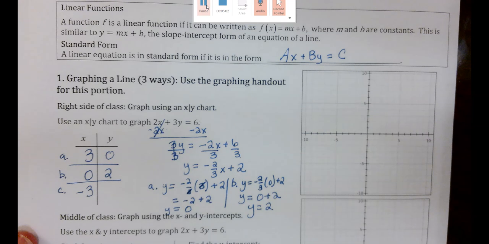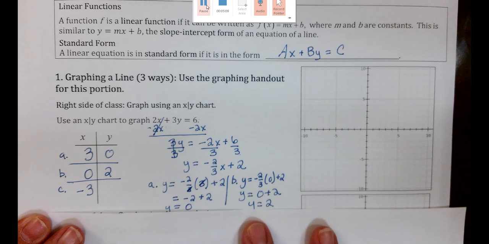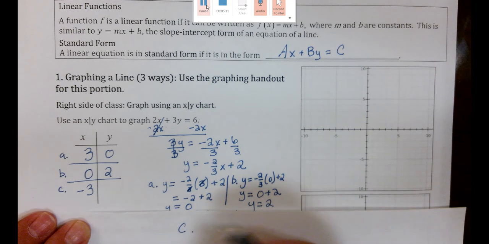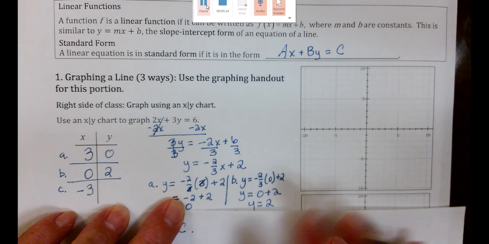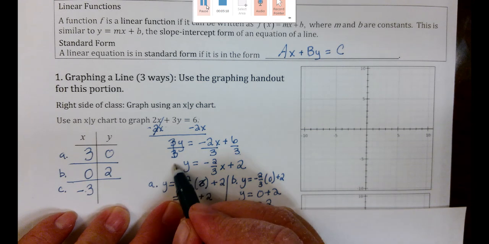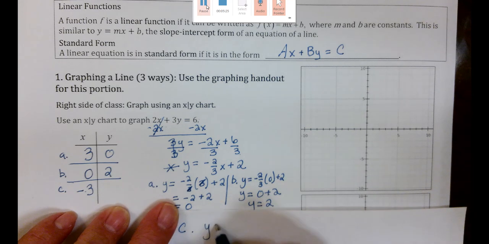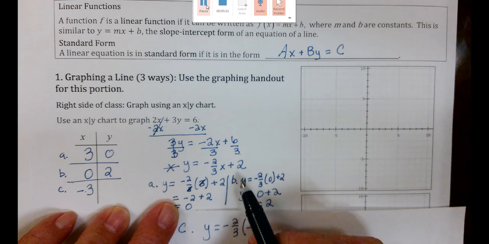And let me get another piece of paper. We're going to do this last one. So C part, we're plugging in -3. So back into this equation. Notice I'm using this one that I solved for y. I'm using it every time. So I have y equals -2/3 times -3. That went in for x here, plus 2.